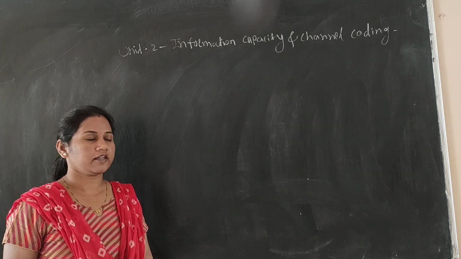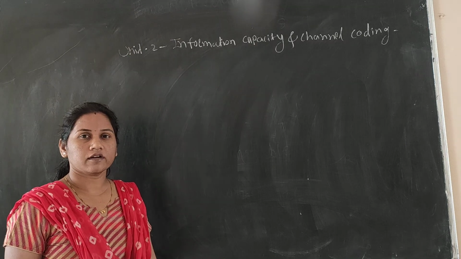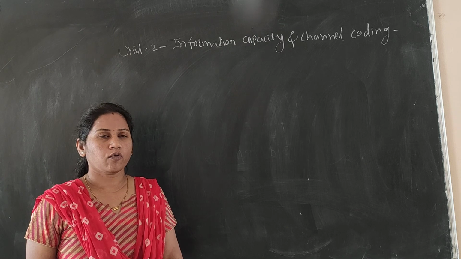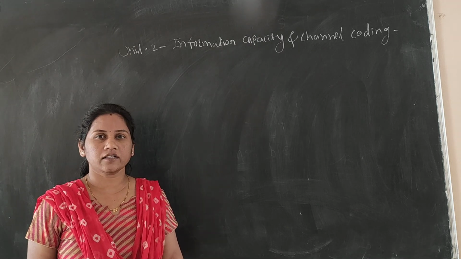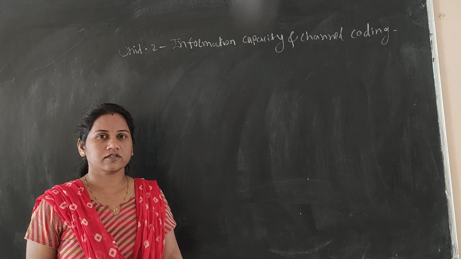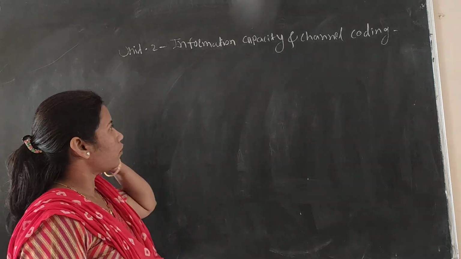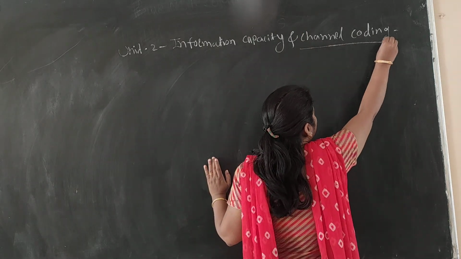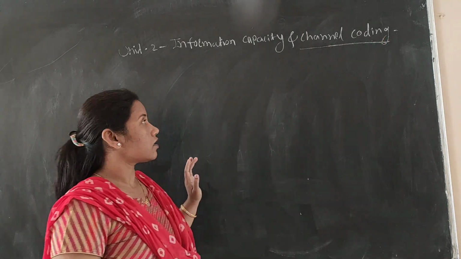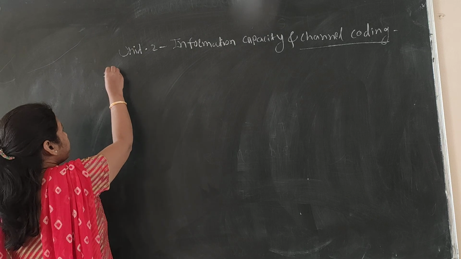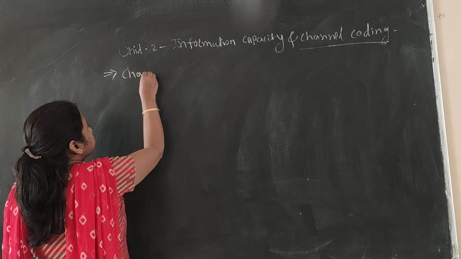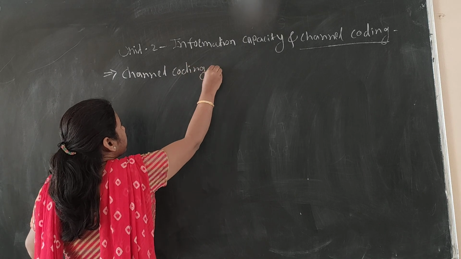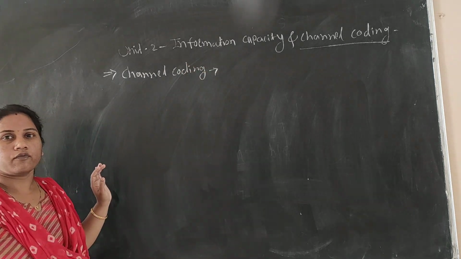In source coding techniques, we have seen Lempel-Ziv coding, run length coding, Huffman coding, and the Shannon-Fano algorithm. All these techniques are source coding techniques. Now, when we go towards the channel, there are channel coding techniques as well. So, in this unit, we will discuss channel coding. Okay, why are we going to the channel here?